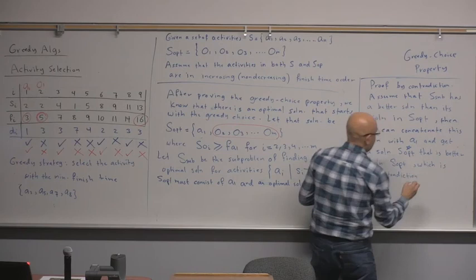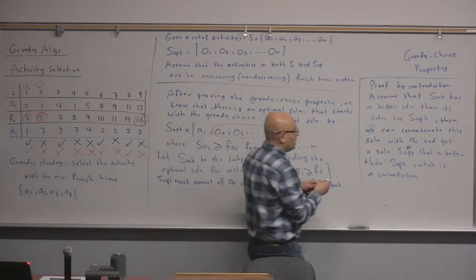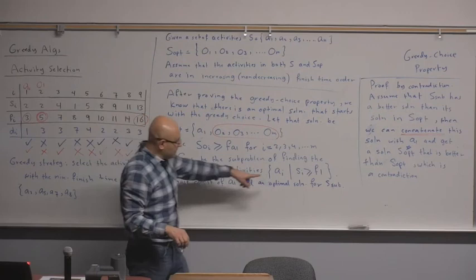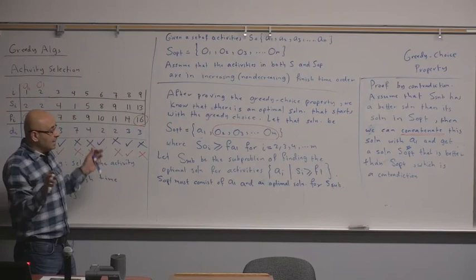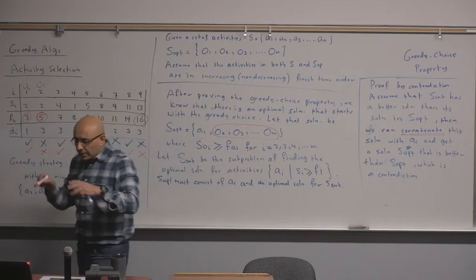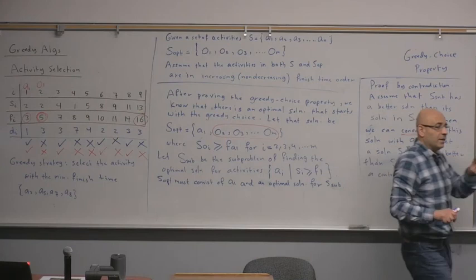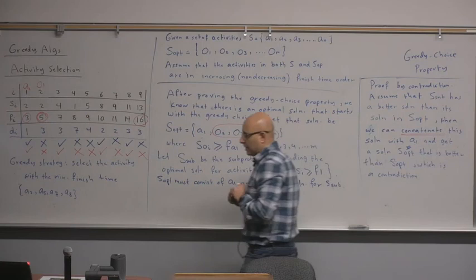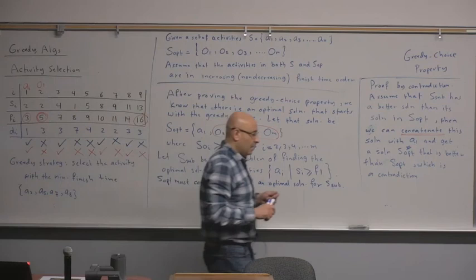Now, why can we do the concatenation? Because all the activities here, by definition, have start times that are greater than or equal to F1. So any activity that belongs to this set is going to be compatible with A1. Okay. So now what does this all mean? It means that we can always start the solution with the greedy choice, the activity with the minimum finish time. Then we can repeat the same thing over and over. So for the remaining subproblem, we can do the same thing.